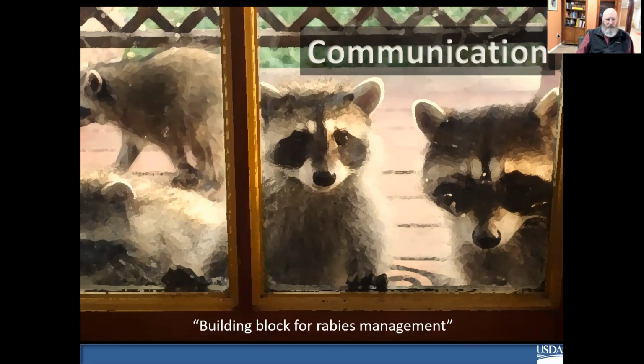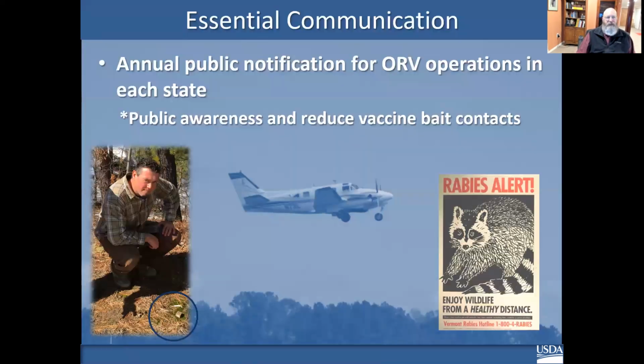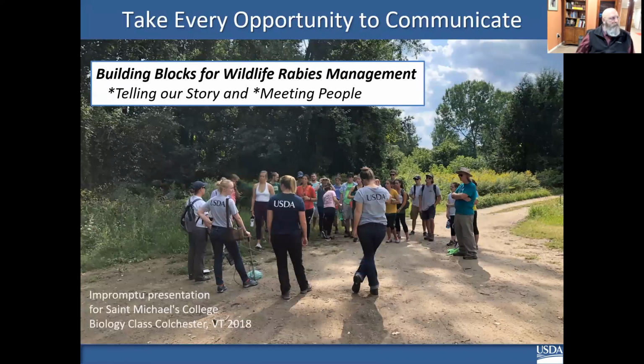Another building block for rabies management is communication. We have lots of annual notification about when we're going to drop baits, but we also want to reduce the likelihood that there's going to be vaccine bait contacts, because we get lots of calls about that, and we want to make sure that those are sent to the right folks if there's any bait contact. We do spend a lot of time telling our story and meeting people. That's sort of the building blocks of wildlife rabies management.